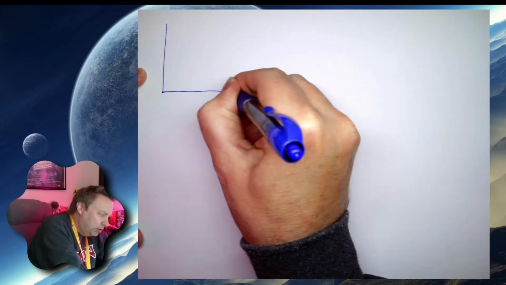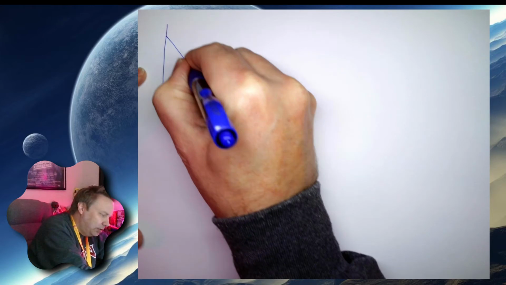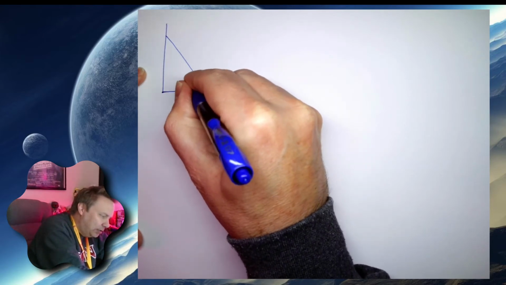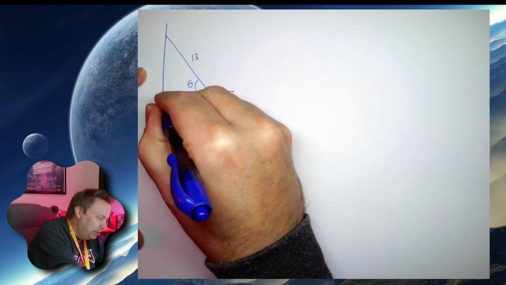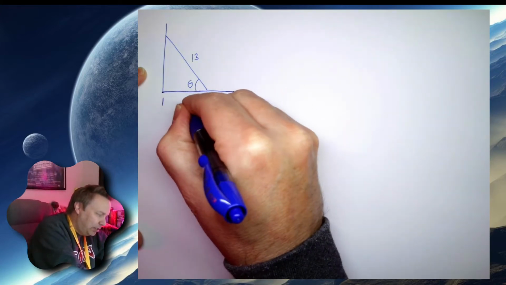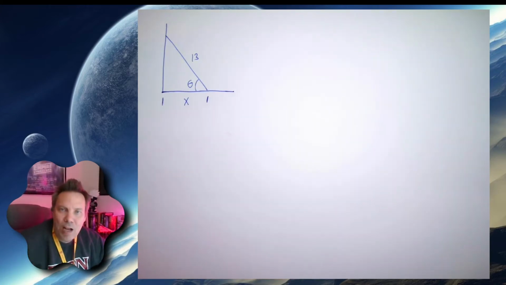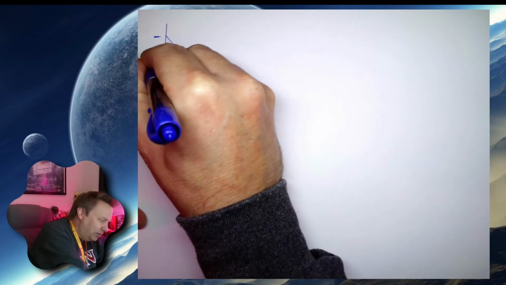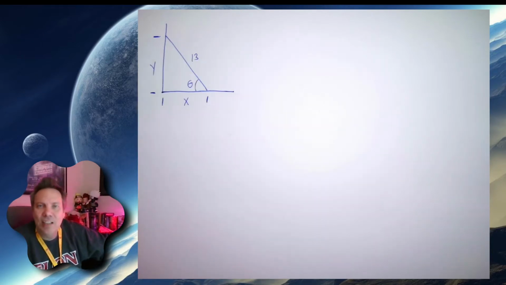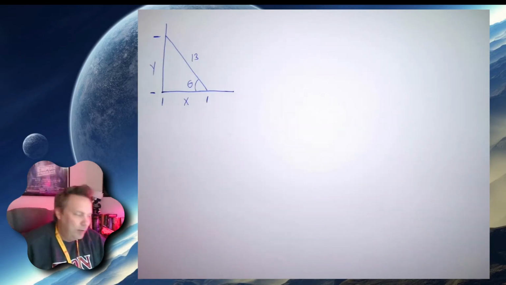I'm going to redraw the picture very quickly here. Wall, ground, ladder, angle. The length of the ladder is never changing. The distance from the bottom of the ladder to the base of the wall is still x. The top of the ladder has a height of y from the ground.